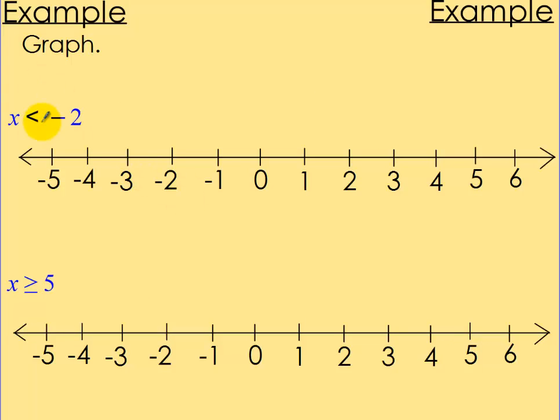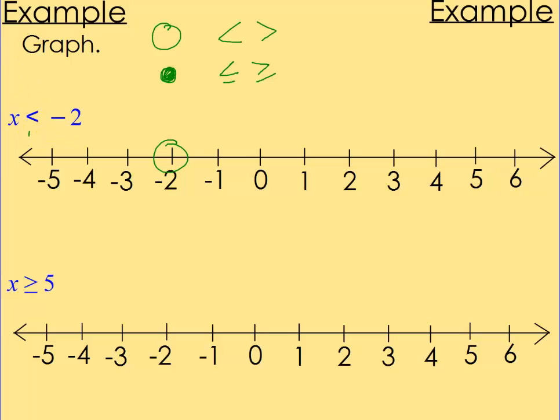Alright, we just want to graph these. So x is less than negative 2. Whenever you're graphing at negative 2, I'm going to put a circle. Now you have 2 options. You put an open circle when it's less than or greater than, and you put a closed or filled in circle when it's less than or equal to or greater than or equal to. Since there's no or equal to part, it's just going to be an open circle at negative 2.